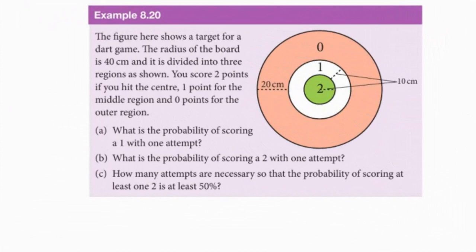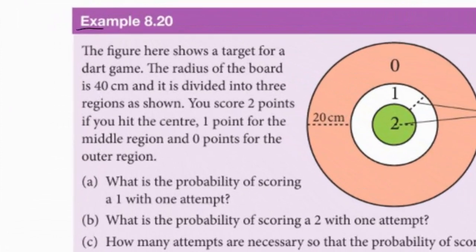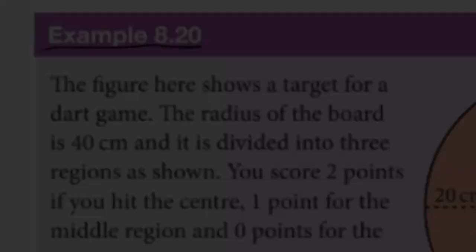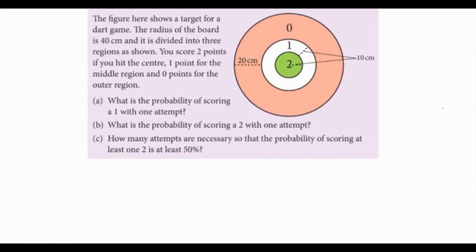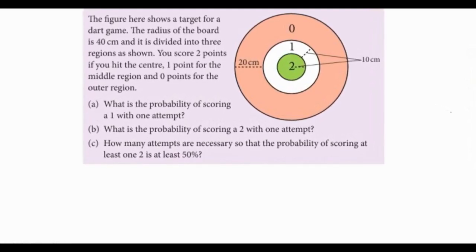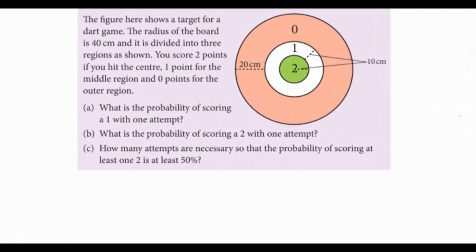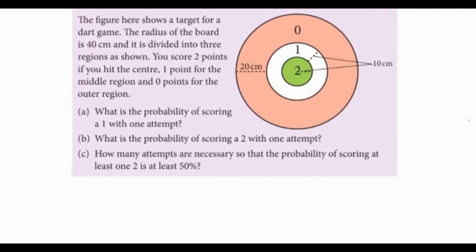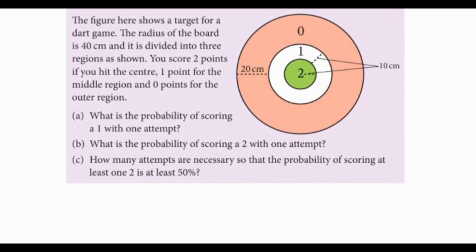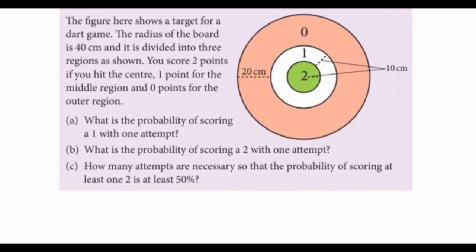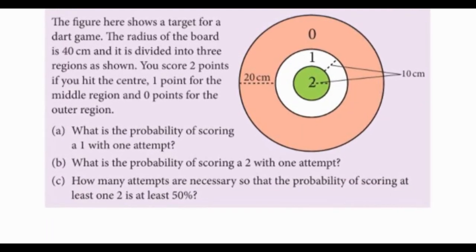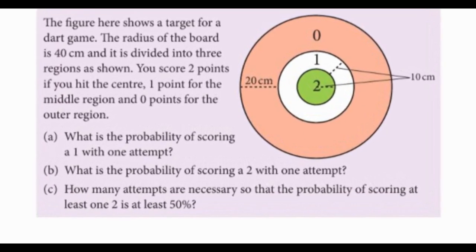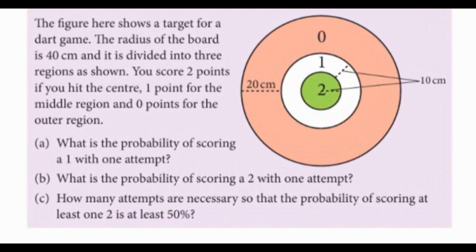So now we're going to do the last example on this video, which is example 8.20. And it says, the figure here shows a target for a dart game. The radius of the board is 40 centimeters, and it is divided into 3 regions as shown. You score 2 points if you hit the center, 1 point for the middle region, and 0 points for the outer region. Part A, what is the probability of scoring a 1 with 1 attempt?